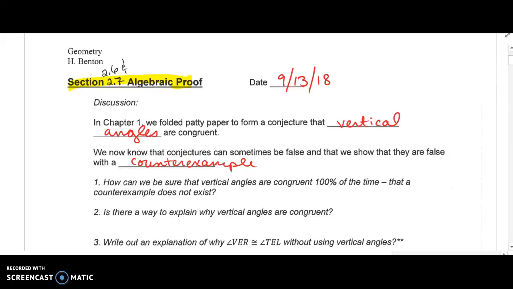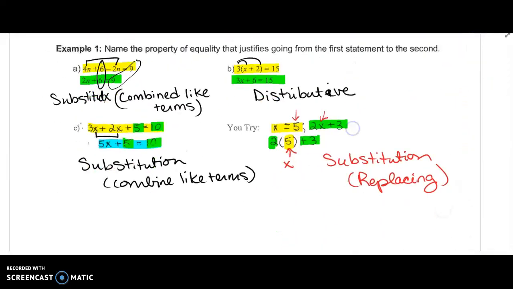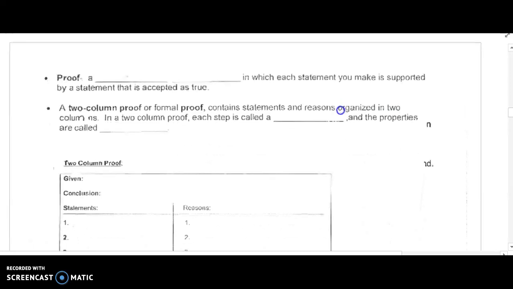Okay, so we are continuing with our notes for algebraic proof, and we just practiced using the properties of equality. And so now we're ready to start talking about the parts of a proof. So a proof is a logical argument. We talked about Abraham Lincoln was looking for that word demonstrate.